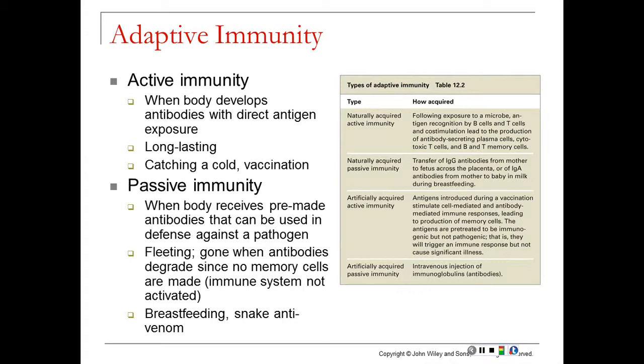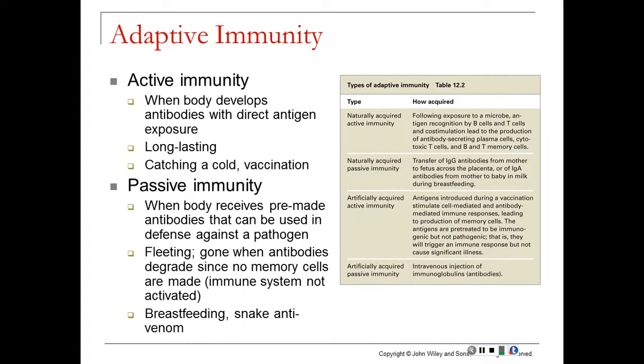Let's talk about adaptive immunity. Adaptive immunity can be active or passive. Active immunity is when the body develops the antibodies with a direct antigen exposure. It's long-lasting. This would be like catching a cold or getting a vaccination. Passive immunity is when the body receives a pre-made antibody that can be used in defense against the pathogen. This is fleeting, so it's gone when the antibodies degrade, and there are no memory cells made. This would be like breastfeeding or getting an antivenom from a snake bite.